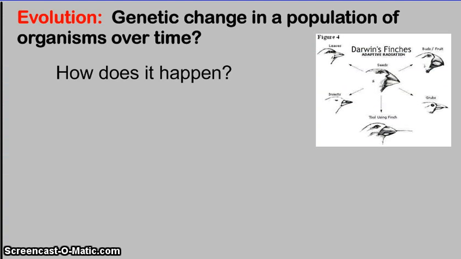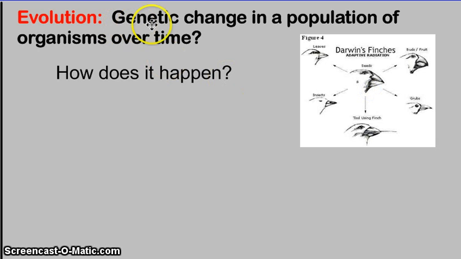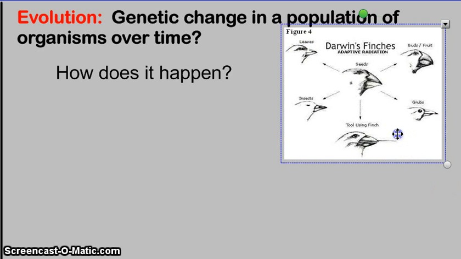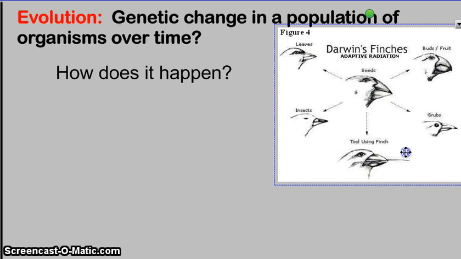Evolution, we should start with a definition of evolution. Evolution is defined as genetic change in a population of organisms over time. So evolution occurs whenever there is a change in the frequency of certain kinds of genes that cause certain traits, and it occurs over a period of time.